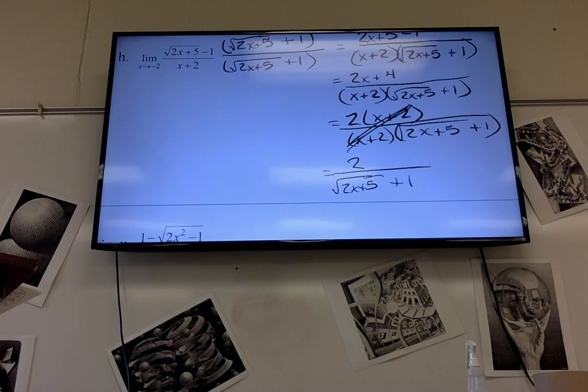Now I can plug in -2 and I should get an answer. That's 2 over square root of 1 plus 1. All that for a 1.